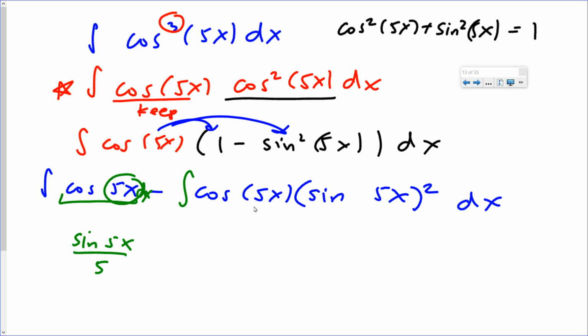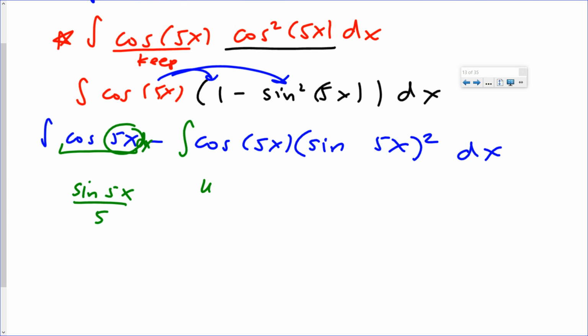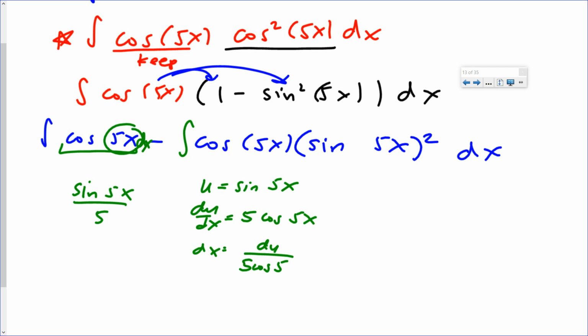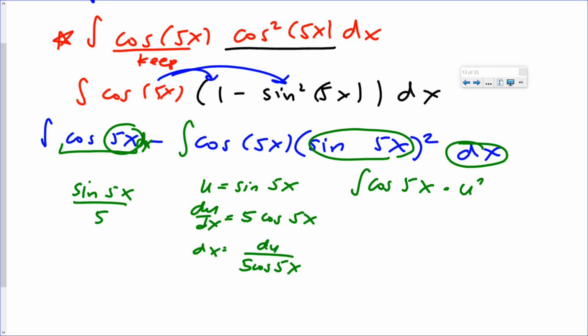On the second part, I have a u substitution. Do you guys see that? So the u substitution is going to be u is equal to sine 5x. du dx is going to be 5 cosine 5x. dx is going to be du over 5 cosine 5x. I'm going to substitute two things, my u and my dx. So the rewrite is going to be cosine 5x times u squared times du over 5 cosine 5x.